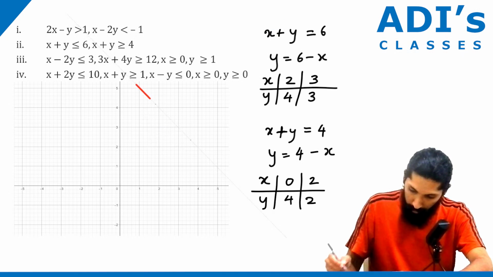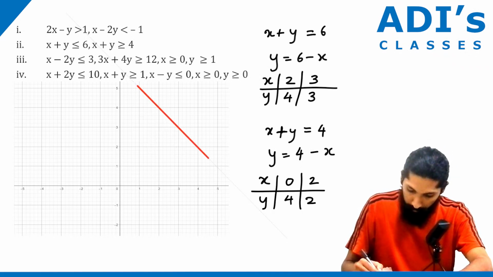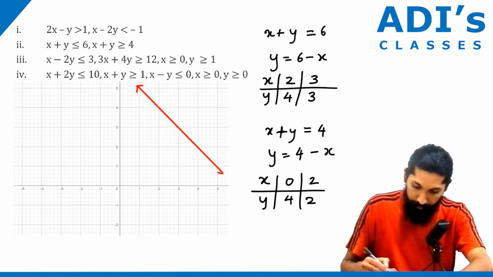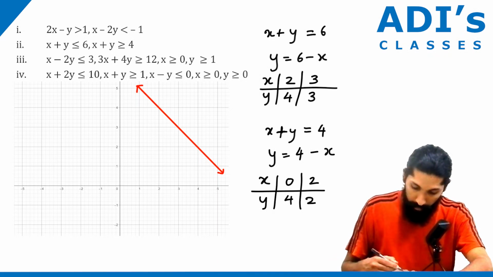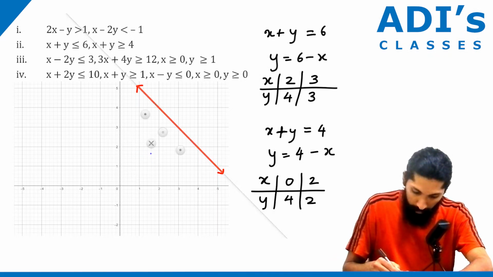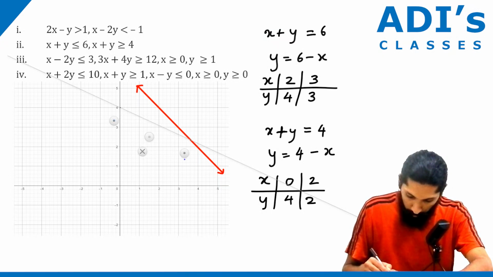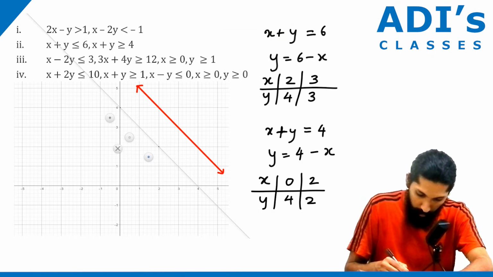The line, so it's a slack inequality. So I think it's good enough to go like this. This is going to be the first one. The next one is when x is 0, y is 4. So again, when x is 0, y is 4. Then when x is 2, y is 2.